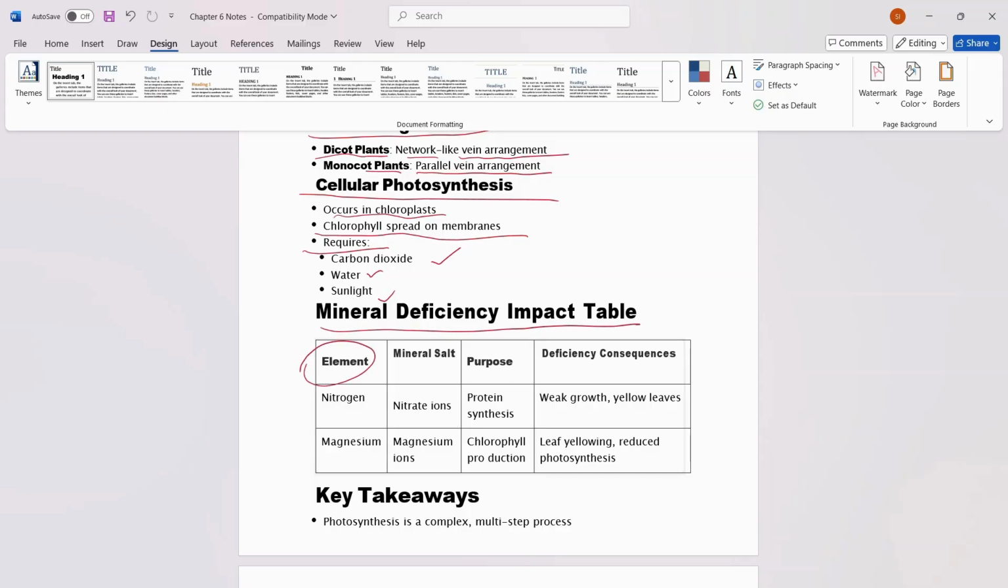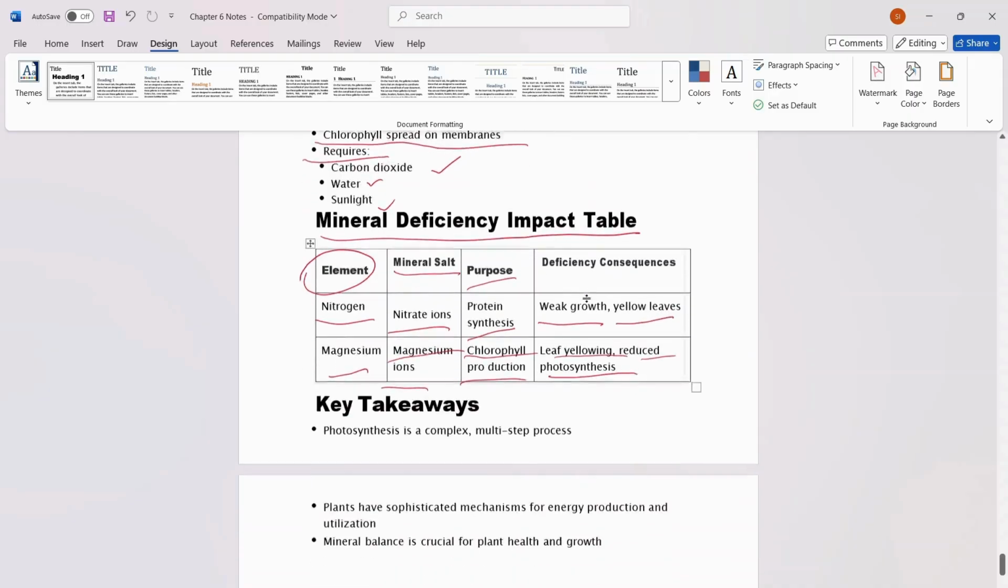Now, we will talk about two elements, nitrogen and magnesium. So, in mineral salt, it is the nitrate ion. The purpose is protein synthesis. Deficiency can cause weak growth and yellowing of leaves. The second element is magnesium. Its mineral salt is the magnesium ion. The purpose is chlorophyll production. Leaf yellowing and reduced photosynthesis occur if deficiency occurs.